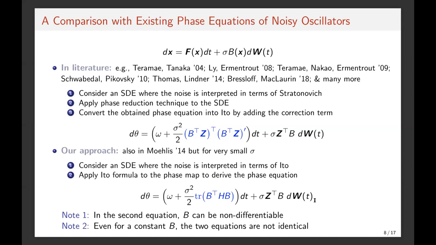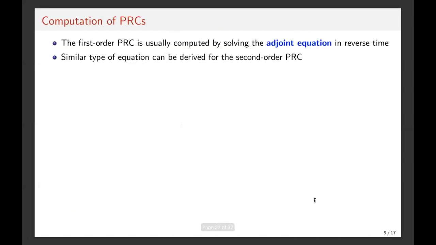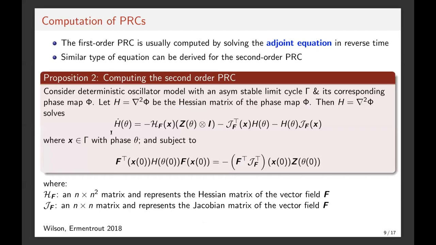All right, so let me explain how to compute the second order phase response curve. So we know that for the PRC, we can solve an adjoint equation in reverse time and compute the PRC. So we can find a similar type of equation to compute the second order PRC. And here is the equation in this line. It's a little bit more complicated than the adjoint equation. It involves the Hessian of the vector field F. It involves the first order PRC as well, and also the Jacobian of F. And here is the constraint for the initial value. And this proposition is proved by Dan Wilson and Moehlis in their 2018 paper.